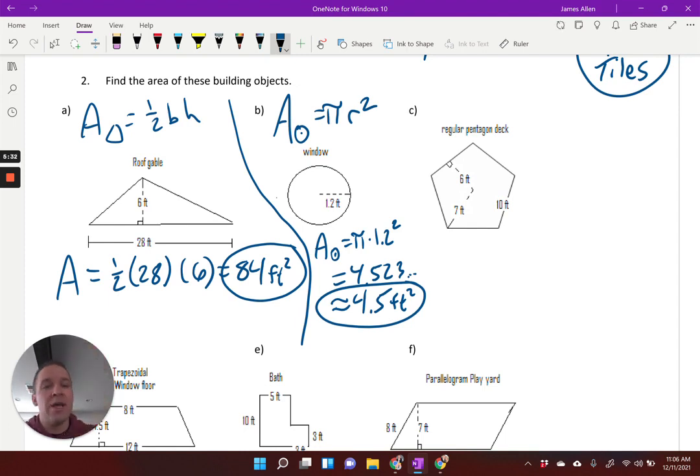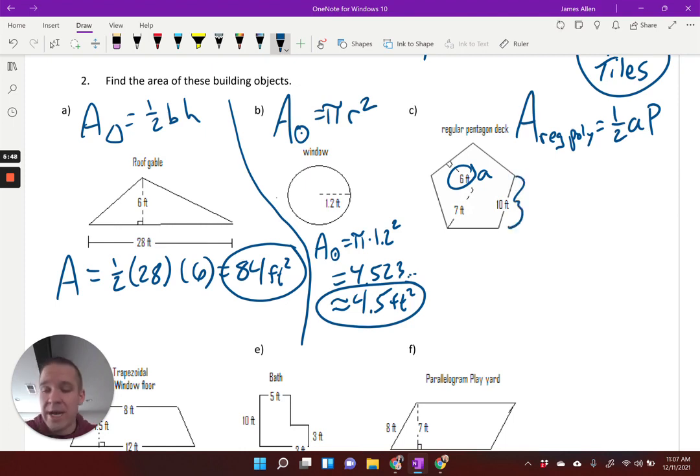I love it. Excellent. All right, if you remember, our area of a regular polygon is 1/2 times the apothem times the perimeter. Okay? Well, my apothem, that's A right there. My perimeter I can find from one side and multiplying it by 5. So A is equal to 6, and my perimeter is equal to, well, there's 5 sides at 10 feet apiece, so that's 50.